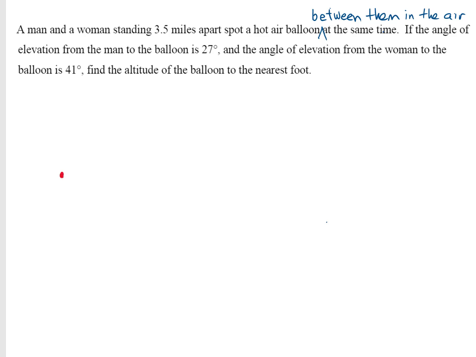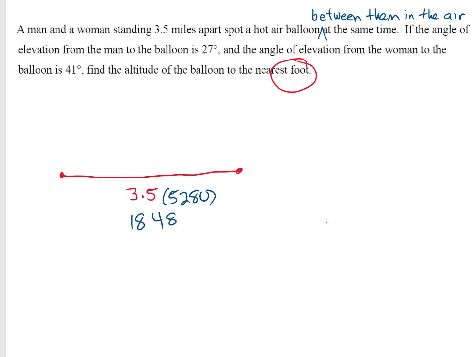Okay, so here's the man, and over here's the woman, and this is 3.5 miles. Well, we got issues because we want altitude in feet. So let's convert this miles to feet. There's 5,280 feet in a mile. So we'll multiply that out, and we have 18,480. Now that is feet.